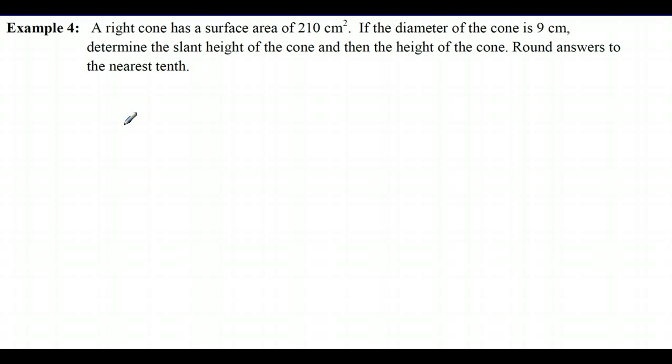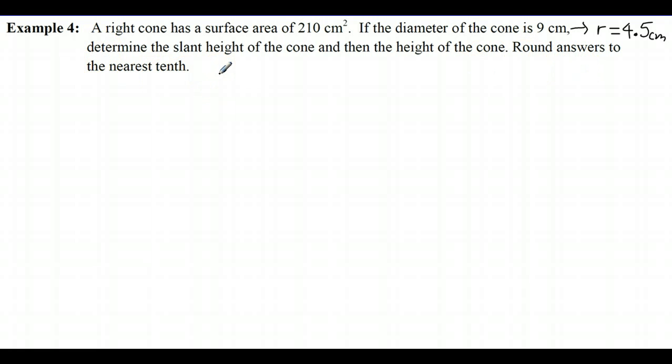A right cone has a surface area of 210 centimeters squared. If the diameter of the cone is 9 centimeters, well, as soon as I read that, I'm going to say r is equal to... I'm not even reading on. I know I need a radius. Okay, then radius is 4.5. Determine, show your work, the slant height of the cone, and then the height of the cone. Round answers to the nearest tenth.